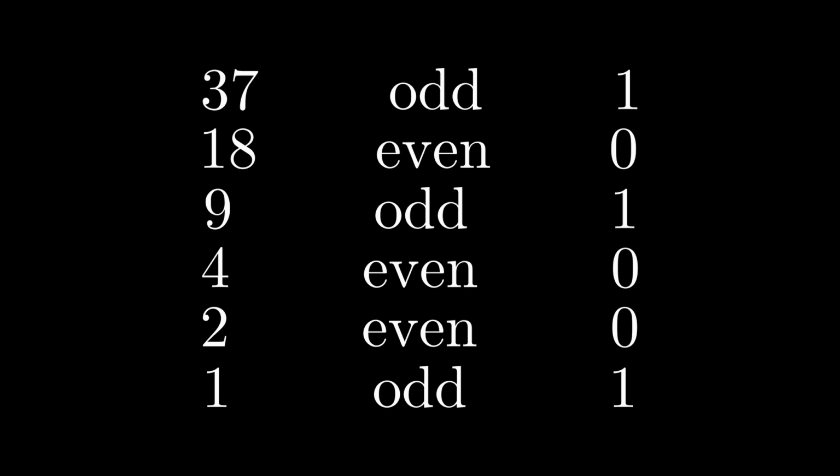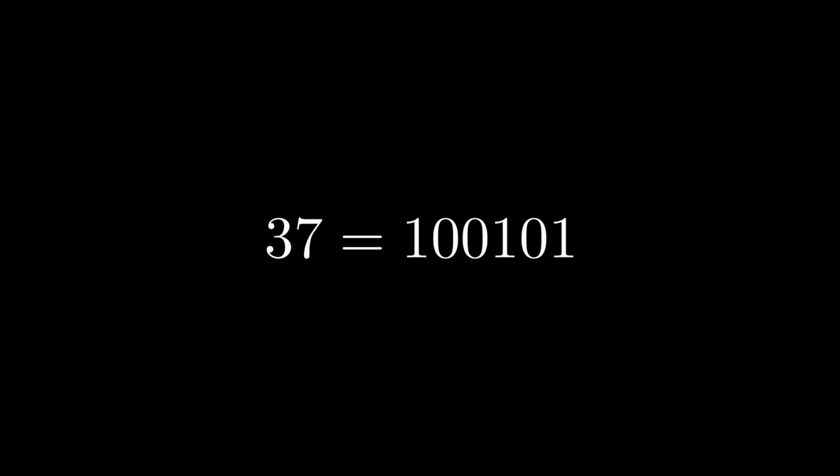When we get to 1, we have finished. Now, read the column of zeros and ones from bottom to top to get the answer. 37 equals 100101 in binary, which is correct. If you're like me, you're probably confused about how that worked.